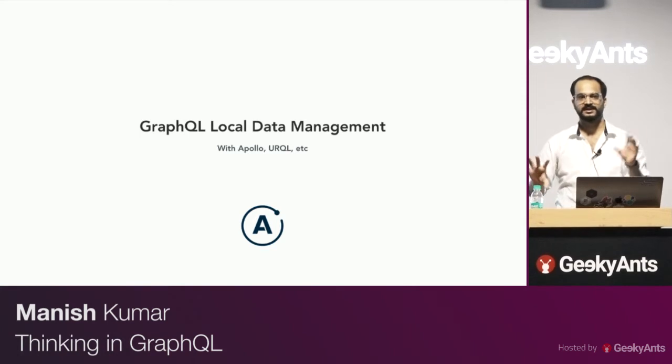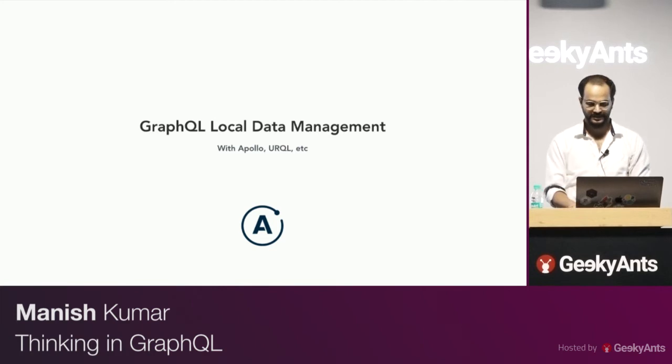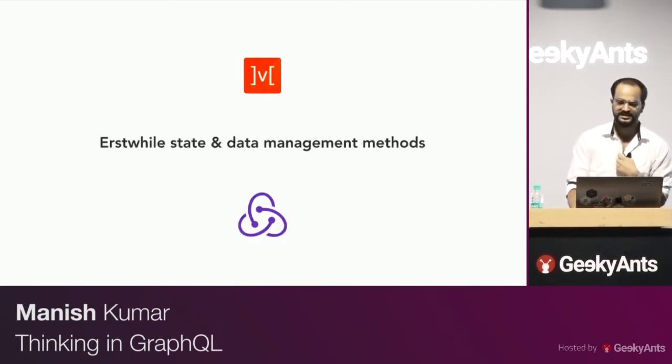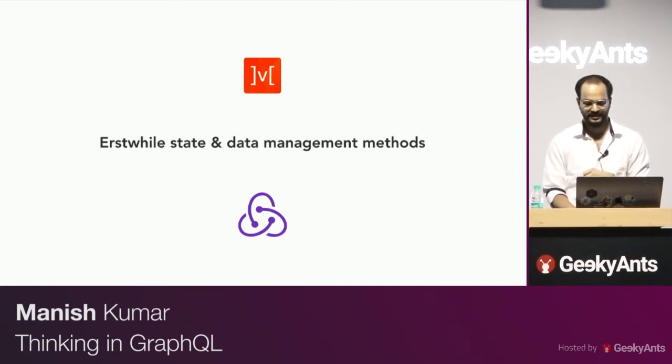Plus, you see the differences, right? There's an API client separately, and then there is this data management separately. So it's like a whole DB layer that you are maintaining in your app for management of your data. So erstwhile state and data management, the most popular ones are MobX and Redux.